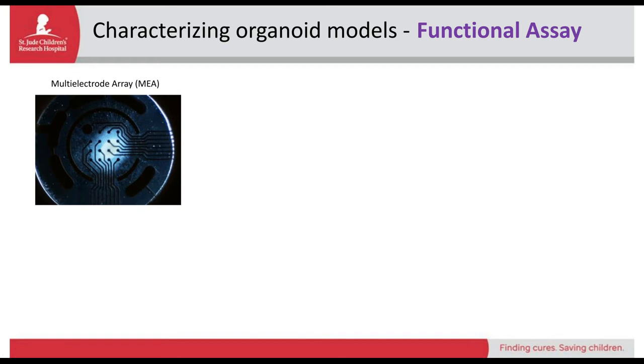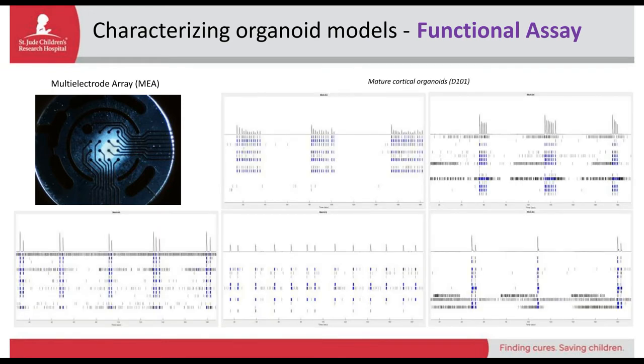Now, when you have a mature cortical organoid, these neurons with a dense network of neurons will communicate with each other and fire synchronously, as shown here. Each of these raster plots is from a separate organoid, and on the x-axis is the time, and on the y-axis are the 16 different electrodes. Each vertical line here represents the firing of an action potential.